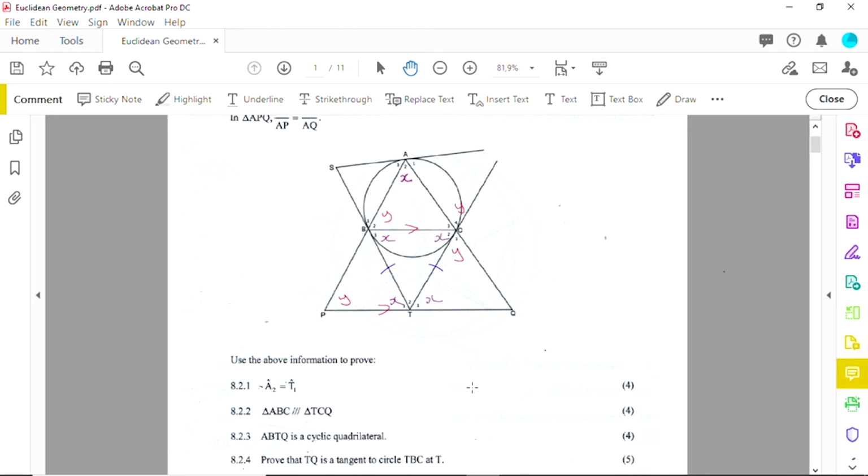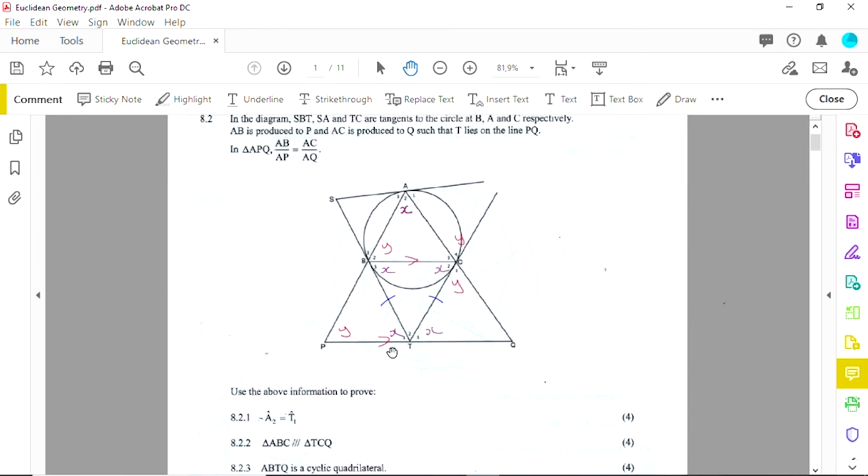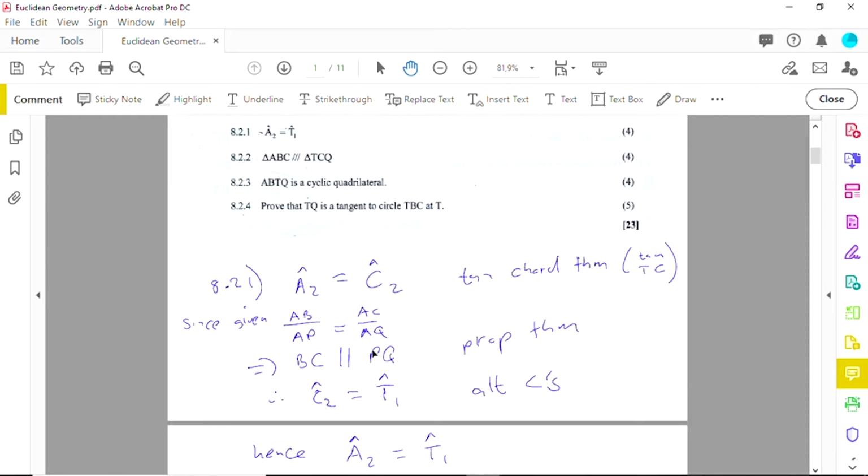But much easier would be using the exterior angle of a cyclic quad. With an exterior angle of a cyclic quad, what we want to prove is that this angle is equal to Q, or we can prove that this angle T3 is equal to A. And I think we have already done that. It's a matter of just writing it down. We have already shown that T3 is equal to A3, therefore this is a cyclic quad. So it's a matter of just writing down the information for the exam.